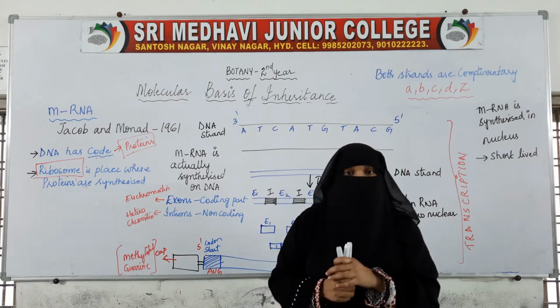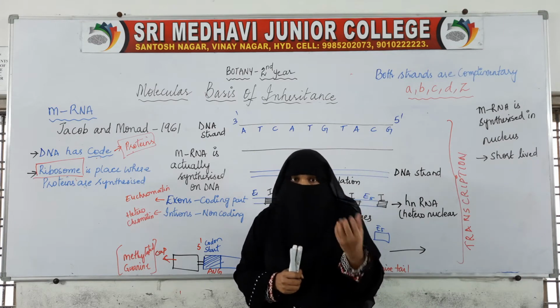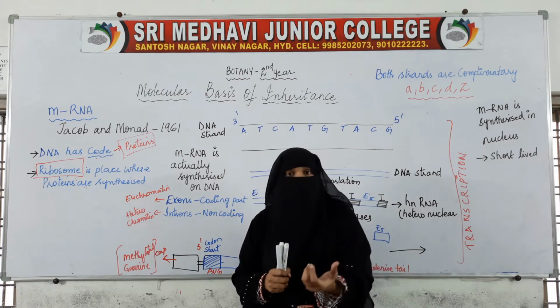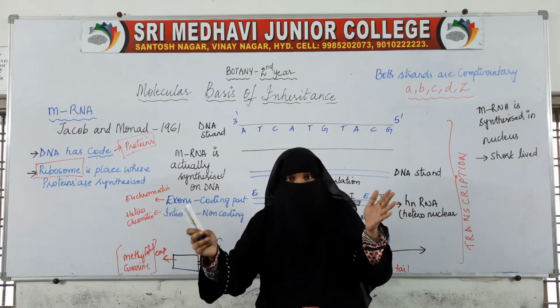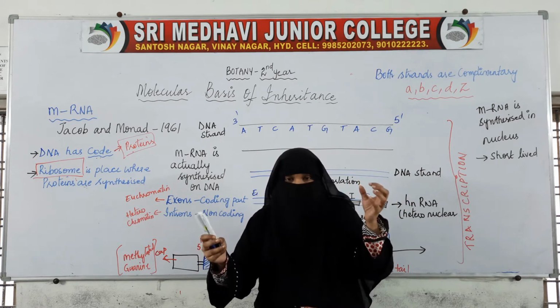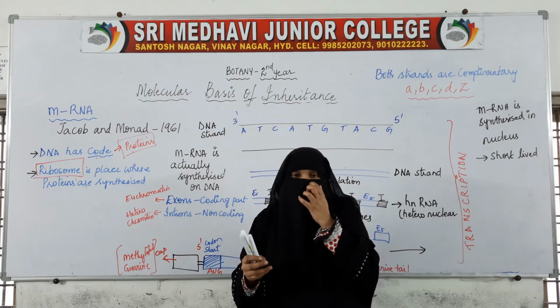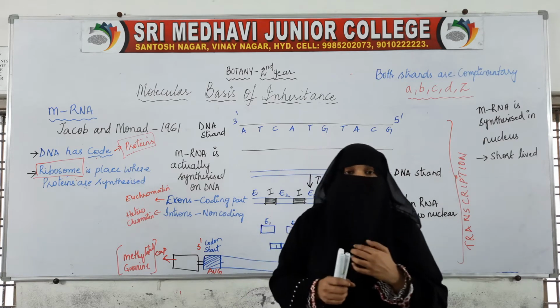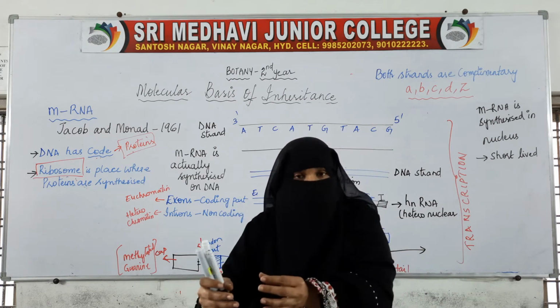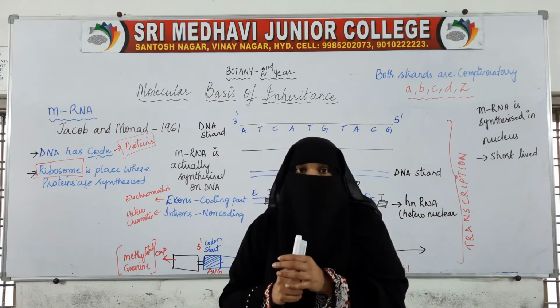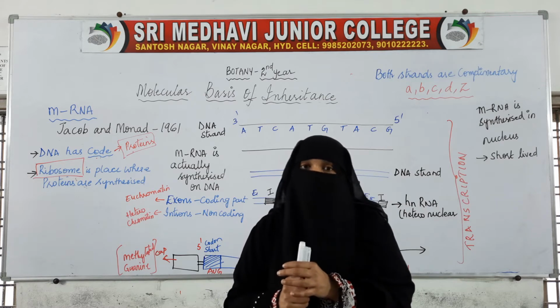Jacob and Monod observed that the code is there on the DNA and proteins are synthesized, but there is something in between, that is, between the ribosomes and DNA. There is something which is helping in the synthesis of protein. It is taking the code from DNA to the ribosome, so that it can synthesize the proteins.